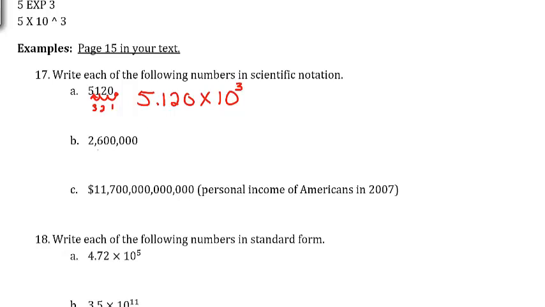So for our next one, 2,600,000, so that's going to be 2.6, and you don't need to tack on the rest of those zeros after that. And it's going to be times 10, and our decimal starts at the end, and we had to move it 1, 2, 3, 4, 5, 6 positions. And so that's going to be times 10 to the 6th.